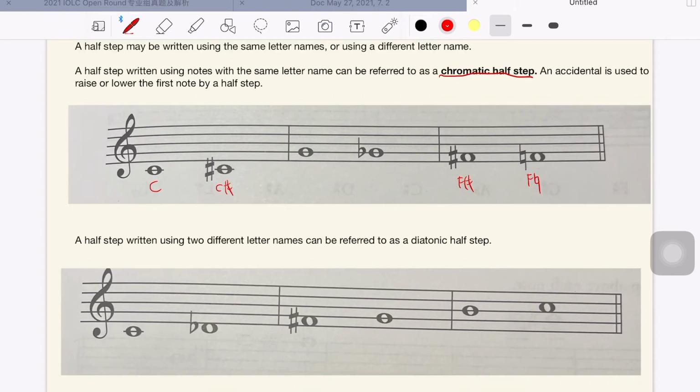And the other type of half step is called a diatonic half step. That's when a half step is written using two different letter names. For example, C and D flat. D flat and C sharp are actually the same notes on the piano. They sound the exact same, but they can be written differently. So that's the difference between a chromatic half step and a diatonic half step. Here we use C and D, but here we only use C.